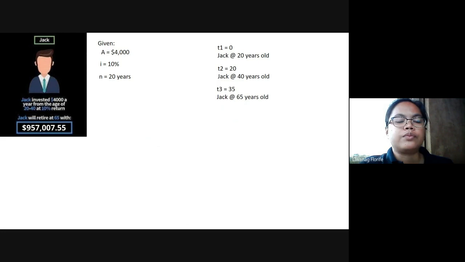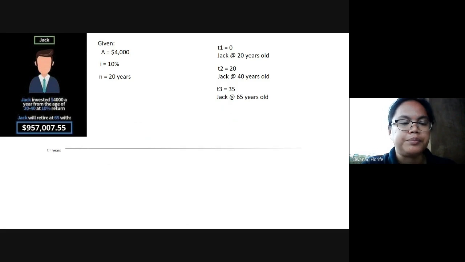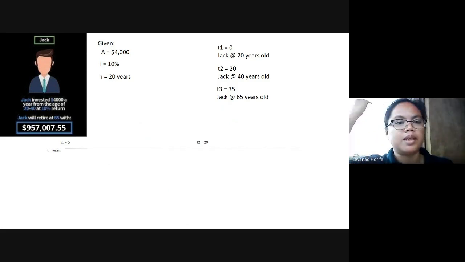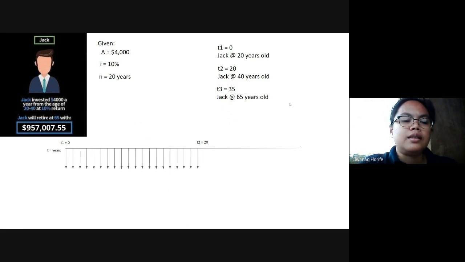So, first, we create a horizontal line and then put T as the number of years, which is the time scale for our cash flow diagram. We could also use time scales of days and months depending on the given problem. In this case, we will use a time scale of years. And then we identify the timelines, T1 and T2, which are given in the statement. And the annuity, which is $4,000 that is deposited on a yearly basis.